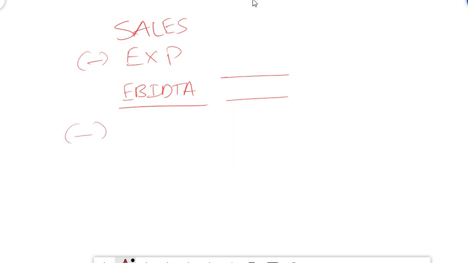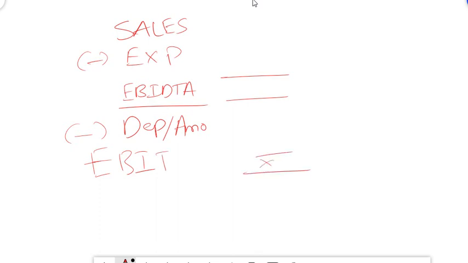And then you deduct depreciation or amortization. The meaning is same, friends. Depreciation or amortization. Generally amortization we do for intangible assets like goodwill or something. I will explain to you again at a later stage. So this amount that will come after this is called as EBIT, or this is also called as the operating profit. Okay, this is also called as the operating profit.